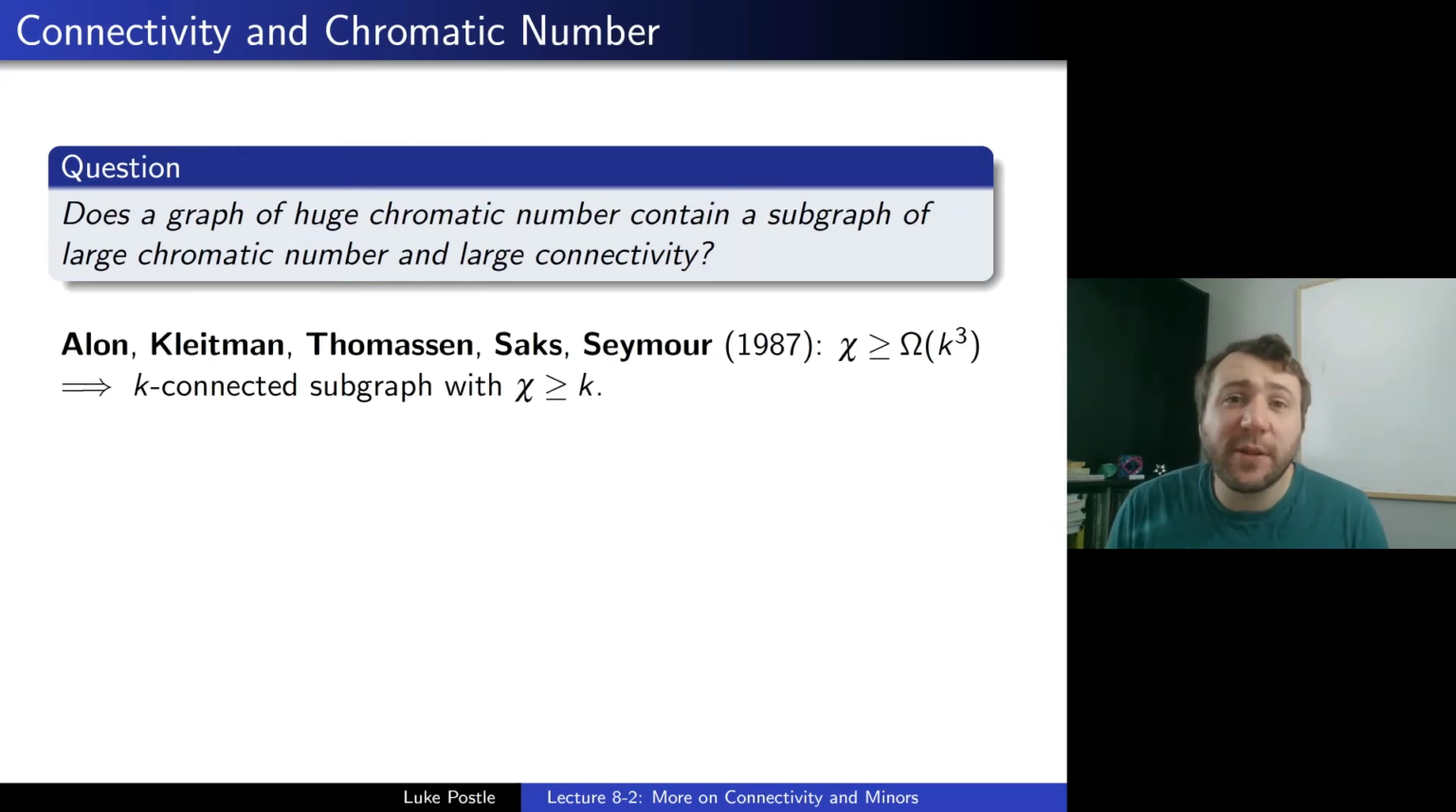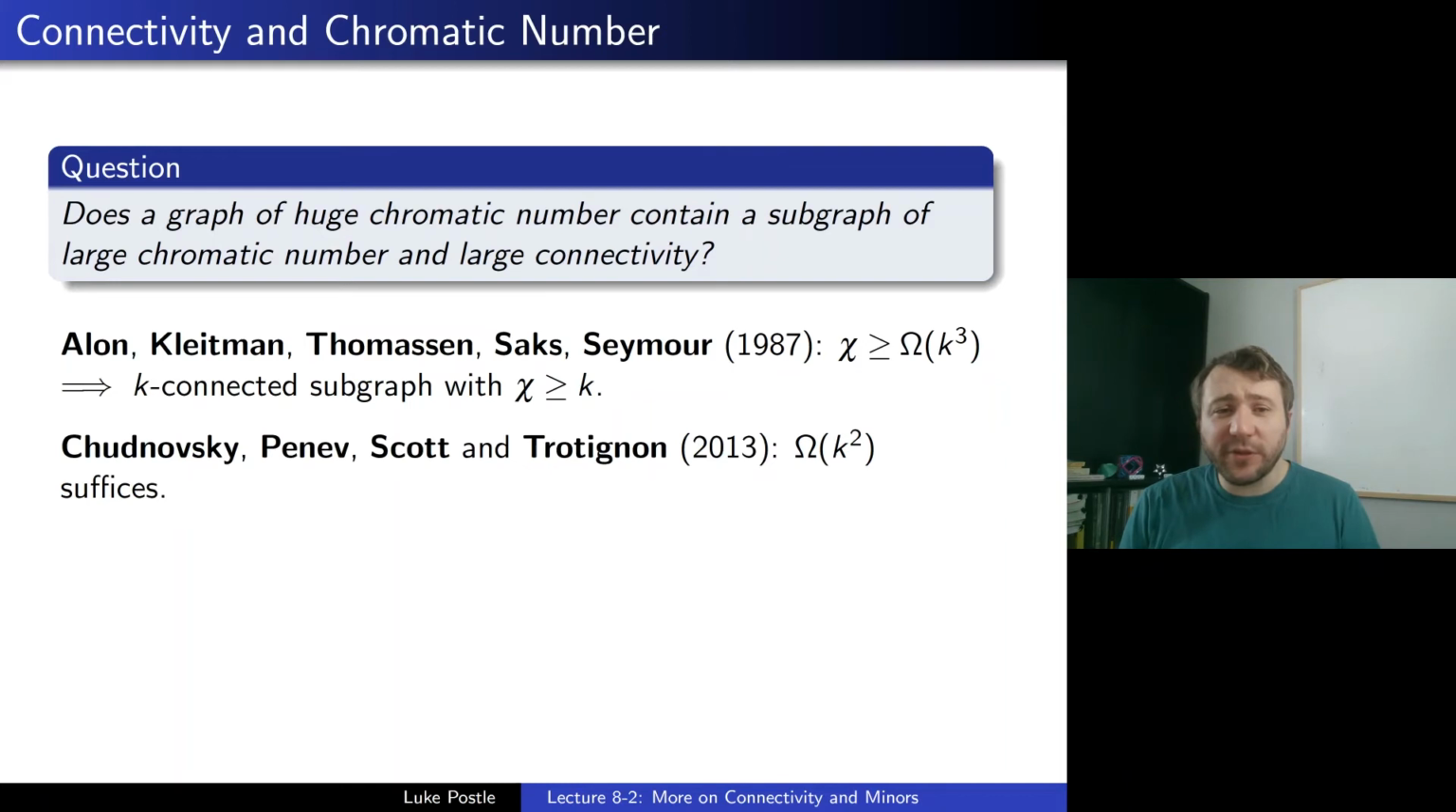And so the first result along this line was by Alon, Kleitman, Thomassen, Saks, and Seymour, who showed in 1987 that if chi is at least on the order of k cubed, then you can get a k-connected subgraph with chi at least k. So that's what I mean, going from huge to large for both. And so that's a very nice result. This was followed up by a result by Chudnovsky, Penev, Scott, and Trotignon in 2013, which actually lowered this, so that omega of k squared suffices.